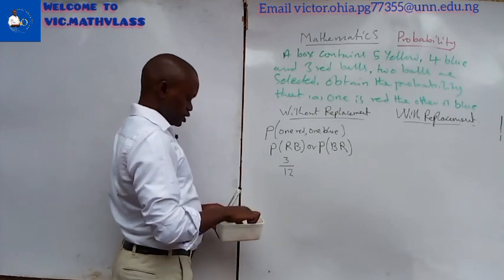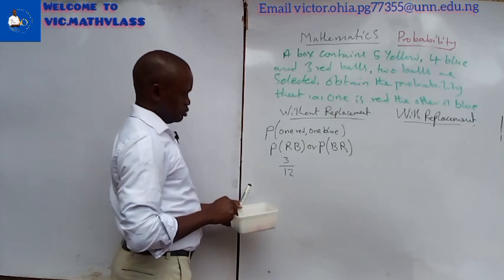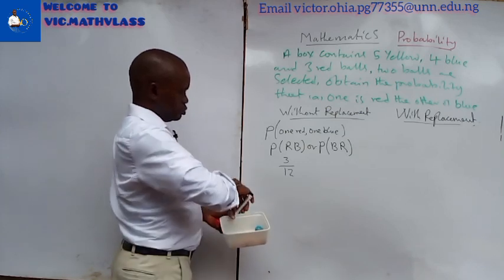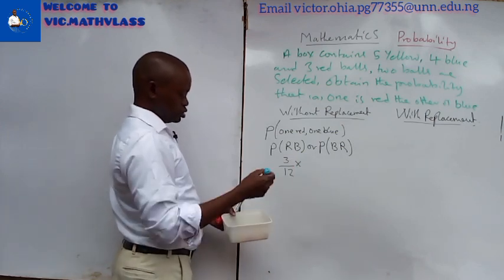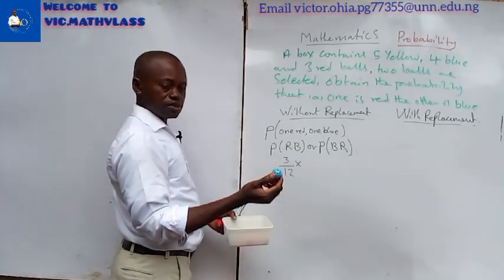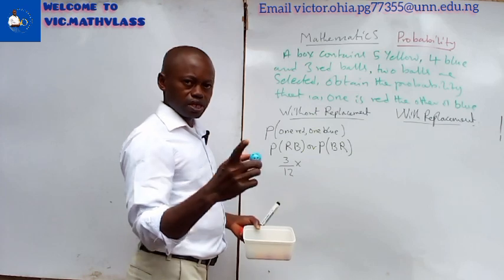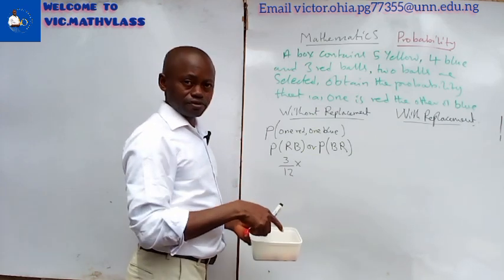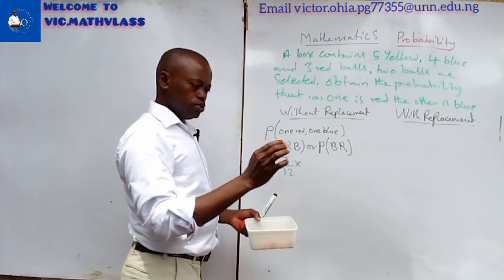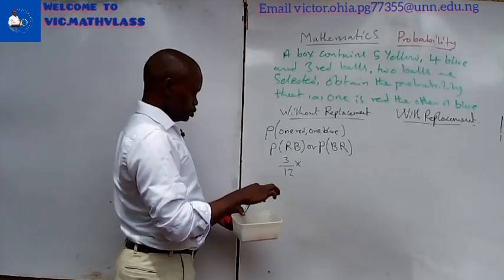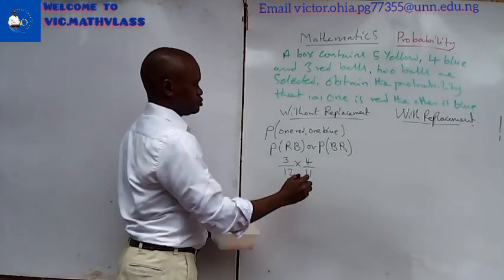So I have selected the first red and it is without replacement, so I'm going to keep it outside the box. Times the second is blue. Now what will be the probability of this selection? It is going to be the number of blue over the sample space. Realize that the sample space has reduced, it is now 11. So this blue in the second selection is going to be the number of blue, which is 4, over the sample space, which is now 11.